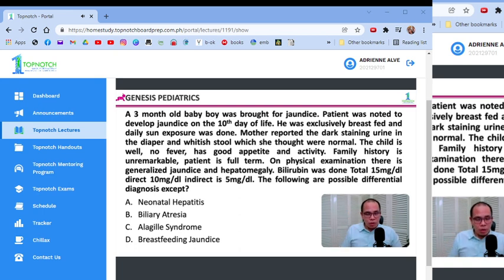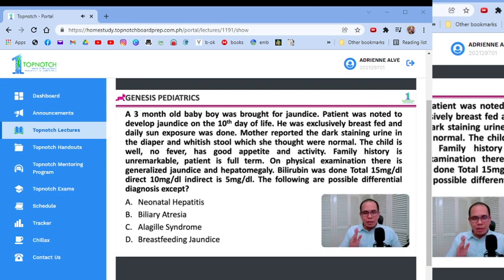In jaundice in the newborn, kapag yung mga jaundice sa babies, okay, ano ba yung mas tumataas? Is it the direct or the indirect? You have to know this. In newborn, mas tumataas yung indirect. Your direct bilirubin, as a matter of fact, if it is elevated, it is always pathologic. Please take that down. So sulat yun. So if the direct is elevated, it's always pathologic.